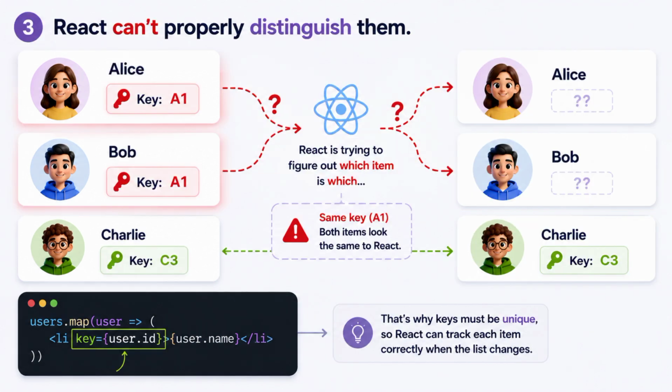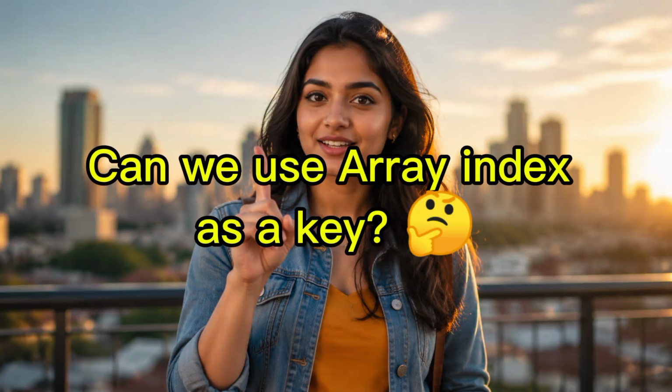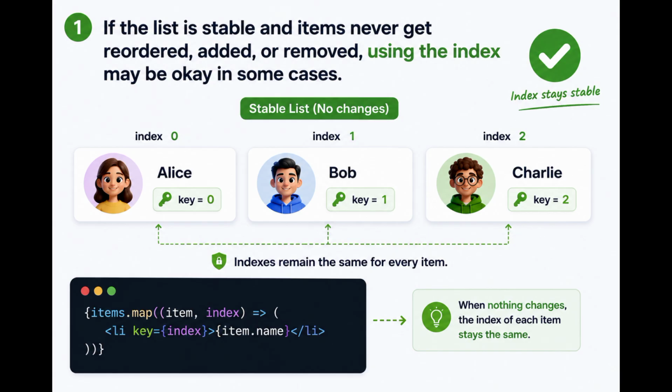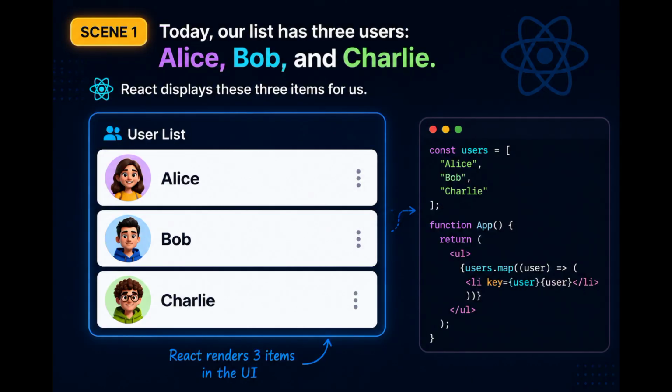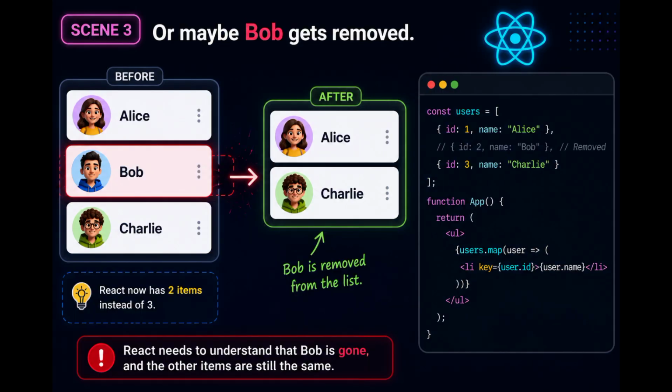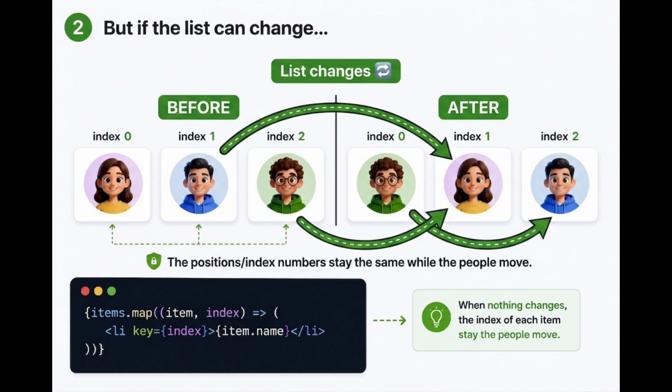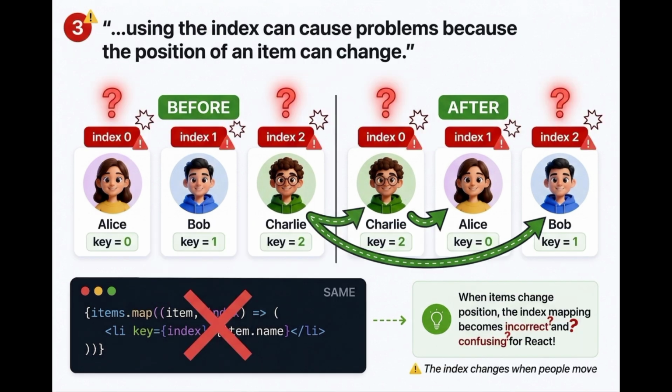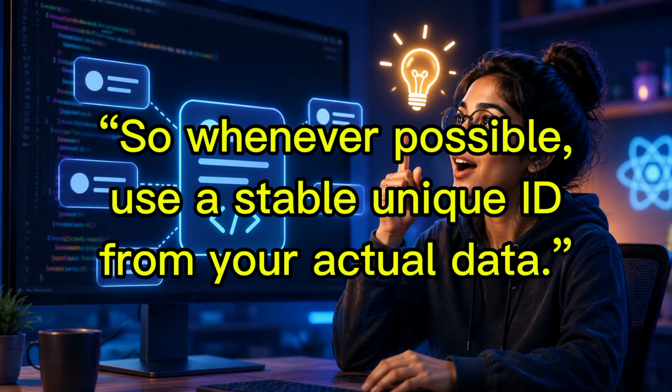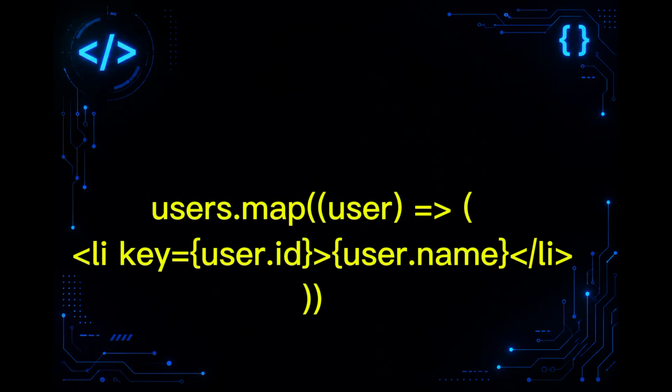And there is another question interviewers love to ask. Can we use the array index as a key? Technically, yes, but should we always do it? No. If the list is stable and items never get reordered, added, or removed, using the index may be okay in some cases, but if the list can change, using the index can cause problems because the position of an item can change. So, whenever possible, use a stable unique ID from your actual data. This is usually much better.